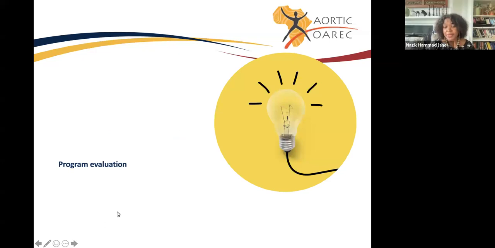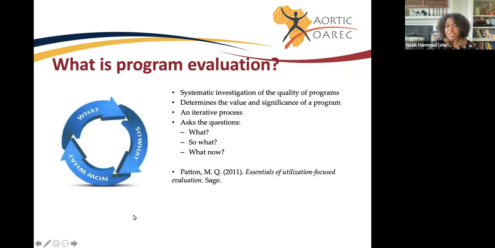And then one area that was also thought to be important is program evaluation. Since as oncologists we are involved in creating programs and sustaining programs, we need to make sure that these programs, whether they are for training our residents, the public, or our patients, actually work. And that's where program evaluation comes in. So what is it? What is program evaluation? It is the systematic investigation of the quality of programs. It's done to determine the value and the significance of the program. So it's an iterative process that needs to be done all the time, asking the questions: what, so what, and what now?